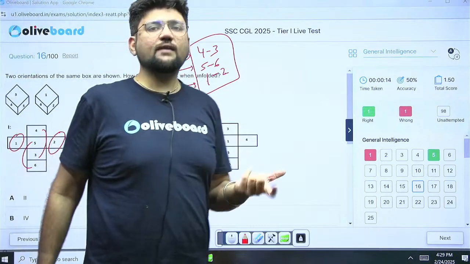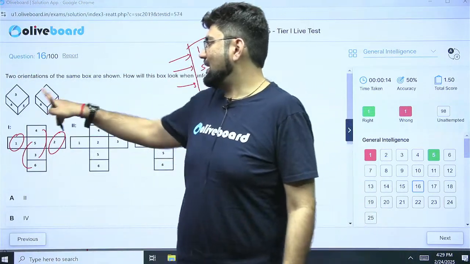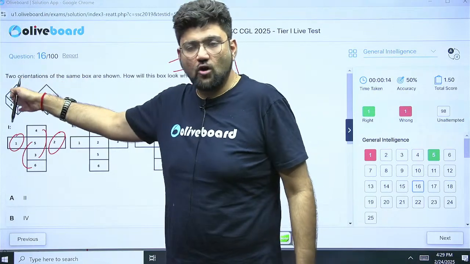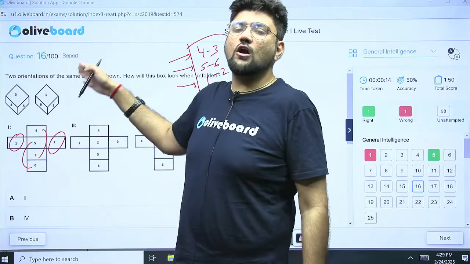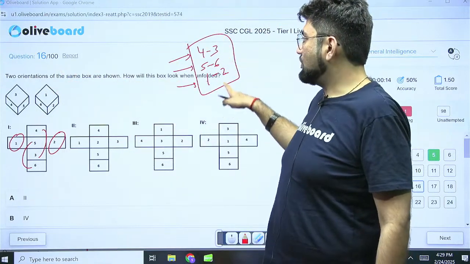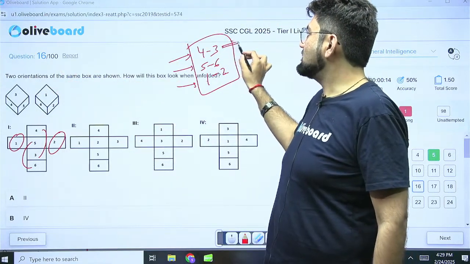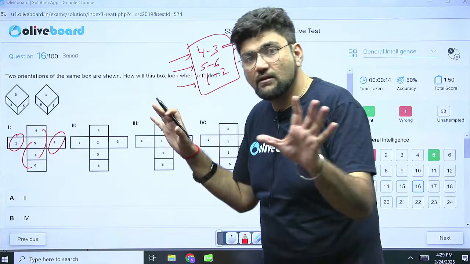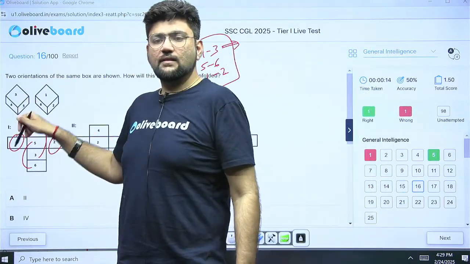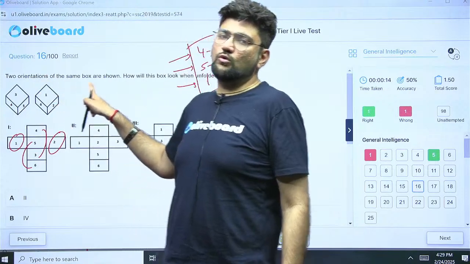But I don't have to check both of them. Why? Because it is saying that these are orientations of the same dice. So if it is not possible here, it is not going to be possible here also. I will not go with this complete method. I will check from here only. If 4 and 3 are opposite, 4 and 3 can never be adjacent. That is, they can never come together, but they are coming here. And if they are not true here, they are not going to be true here as well.